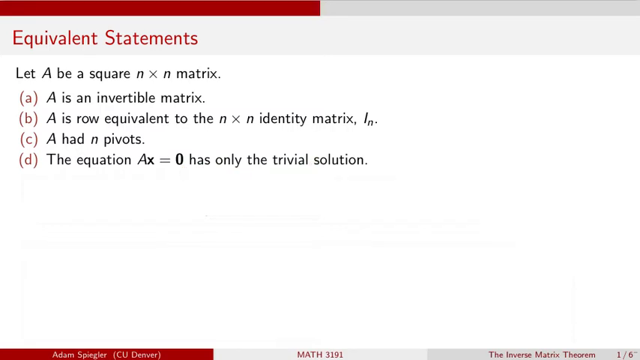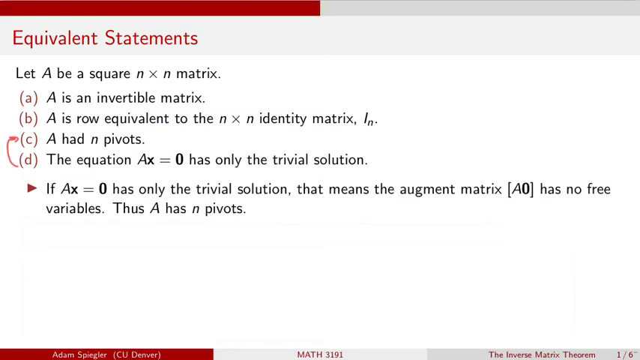So we're going to show that all four of these statements are equivalent, meaning if any one of them is true, then all of them are true. If any one of them is false, then all of them have to be false. So let's start with statement D, and what we'll do is first show that if statement D is true, that is going to imply that statement C also has to be true. Let's take a look at why that might be the case.